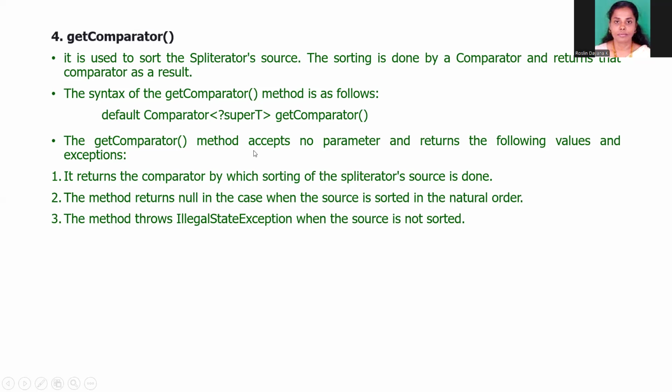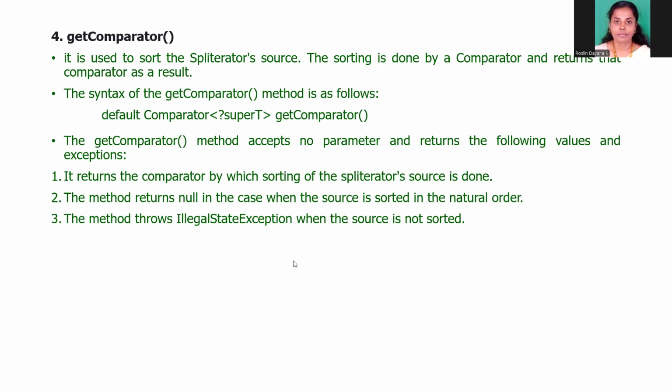The getComparator method accepts no parameters and returns the following values and exceptions. It returns the comparator by which sorting of the spliterator source is done. So the return type is Comparator. The method returns null in the case when the source is sorted in the natural order. The method throws IllegalStateException when the source is not sorted.